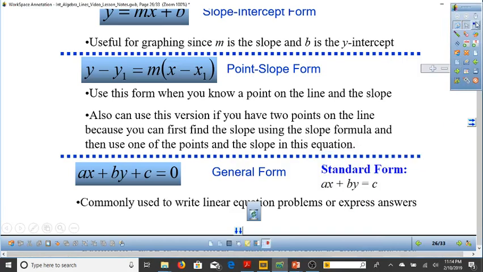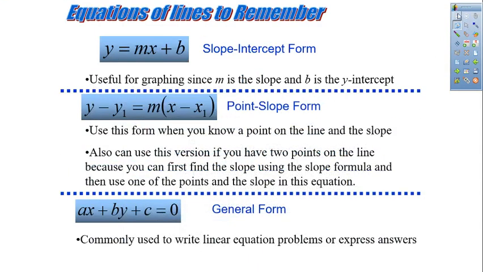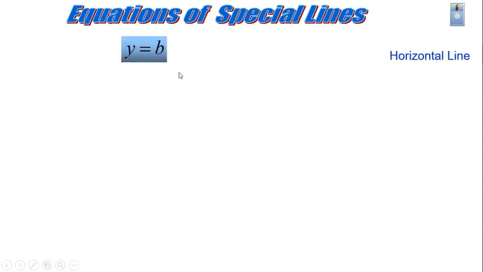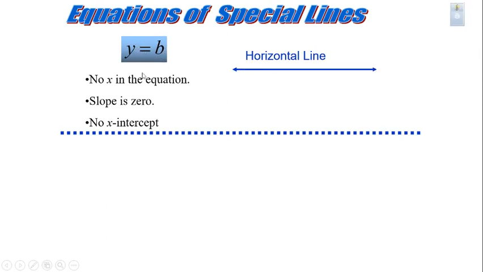All right, there are two other forms of the equation of a line that we want to look at. Remember, we have the vertical and the horizontal line. The horizontal line, y equals b. There's no x in the equation. The slope is 0, and there's no x-intercept unless the line is the x-axis itself.